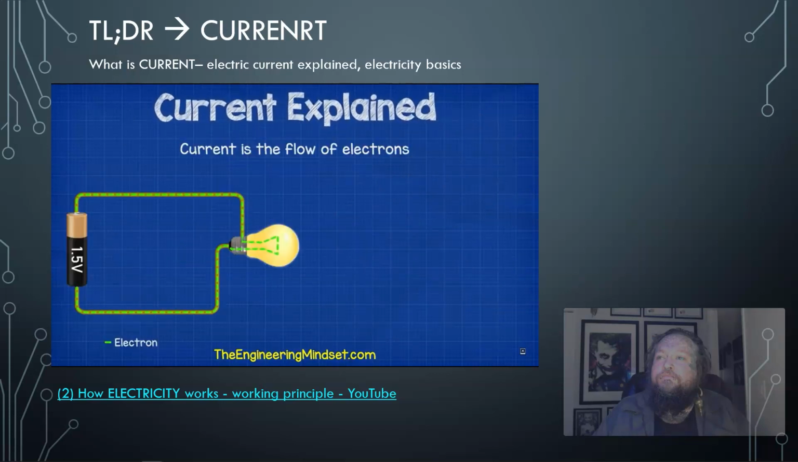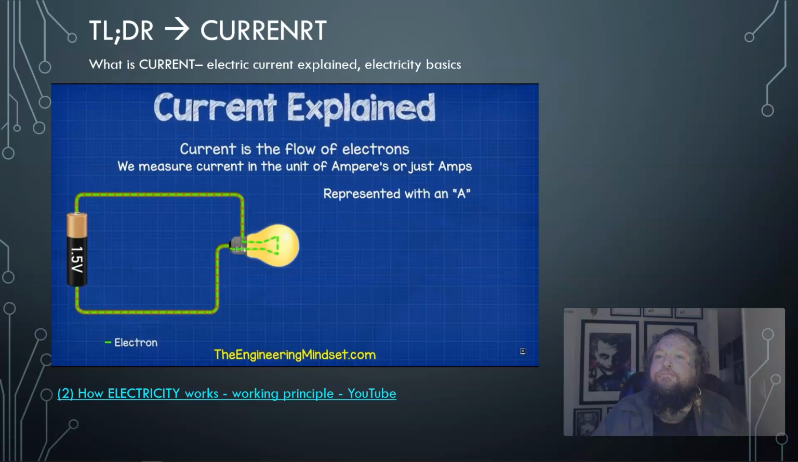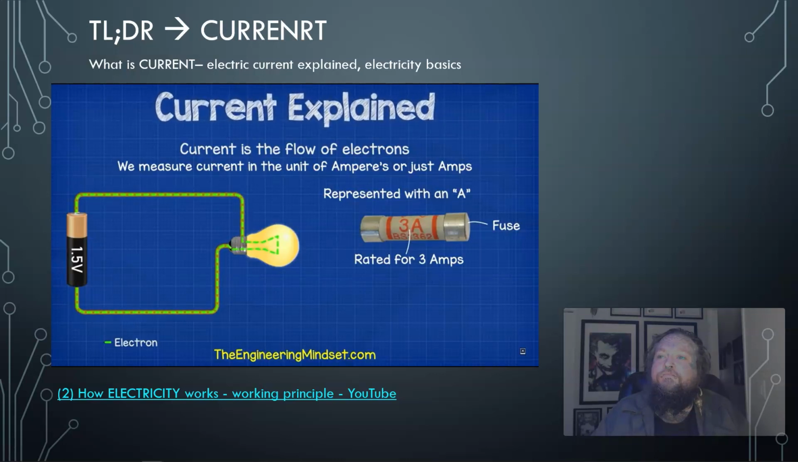We refer to the flow of electrons as current, and we measure this in the unit of amperes, although you'll usually just hear people say amps. This is represented with a capital A. For example, this fuse has a 3 and a capital A, which means it's rated to 3 amps of current. We'll look at how we use fuses later on in this video.